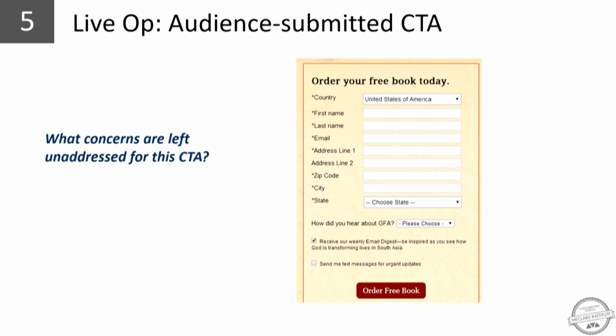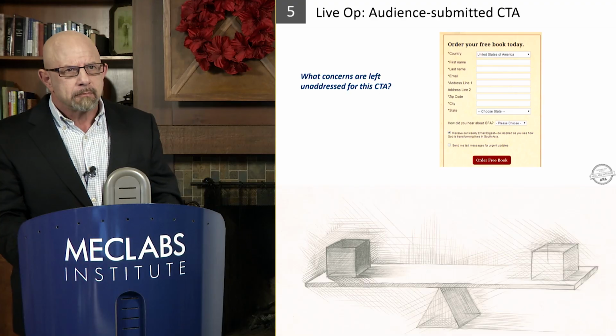What concerns are left unaddressed for the CTA? Order free book. Somebody tell me. In fact, I'm not live, but you can still think, what's missing? What am I worried what's going to happen when I fill out that form and click that red button? Are you going to spam me? Are you going to protect my privacy? Is this salesperson going to bother me selling me other things? Is this just a bait and switch? I could just go on and on. But the top 5 concerns need to be addressed on this page, or you are leaving money on the table.